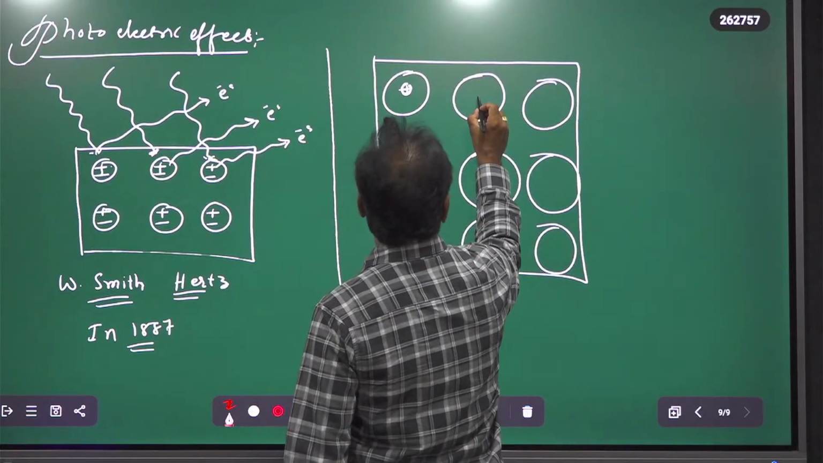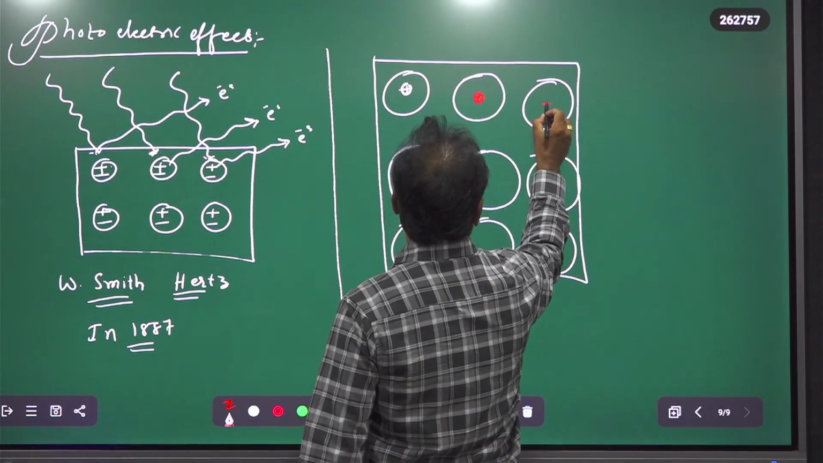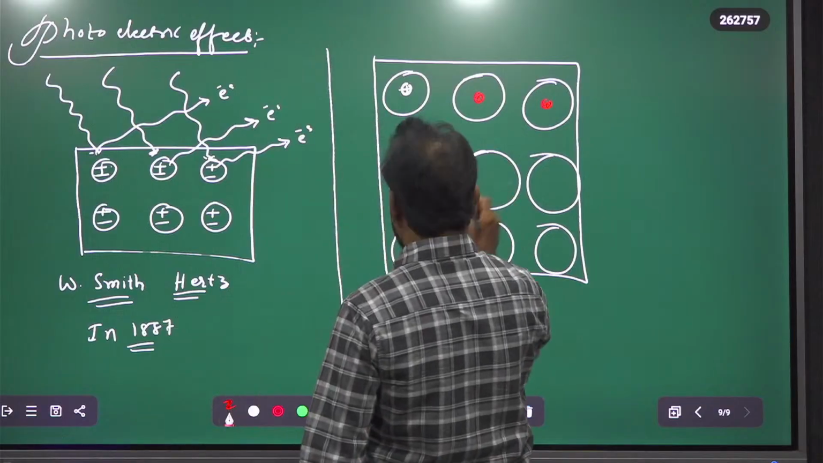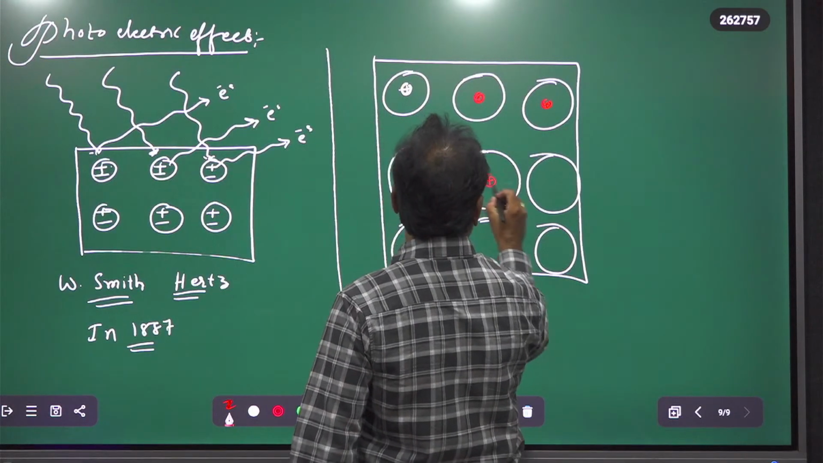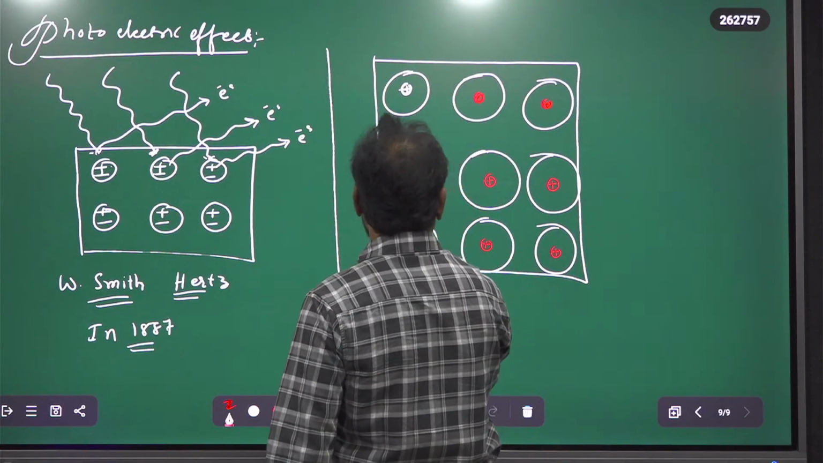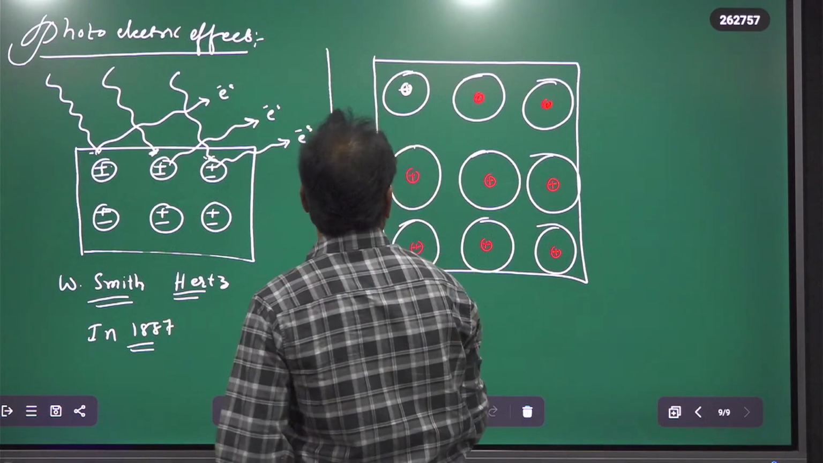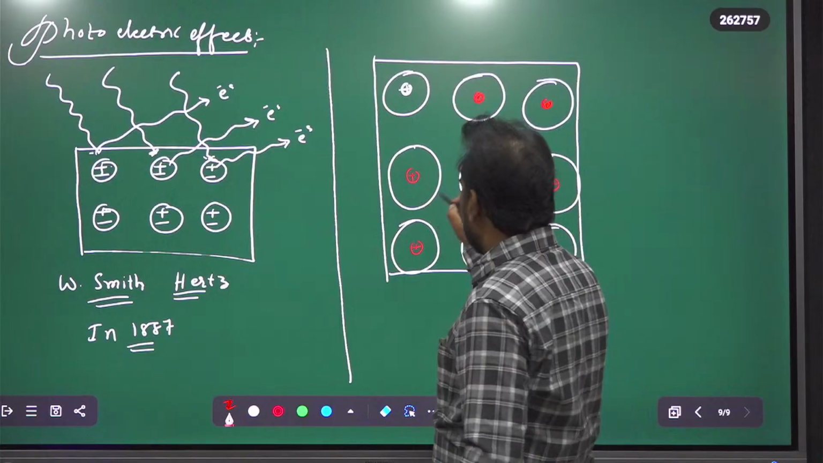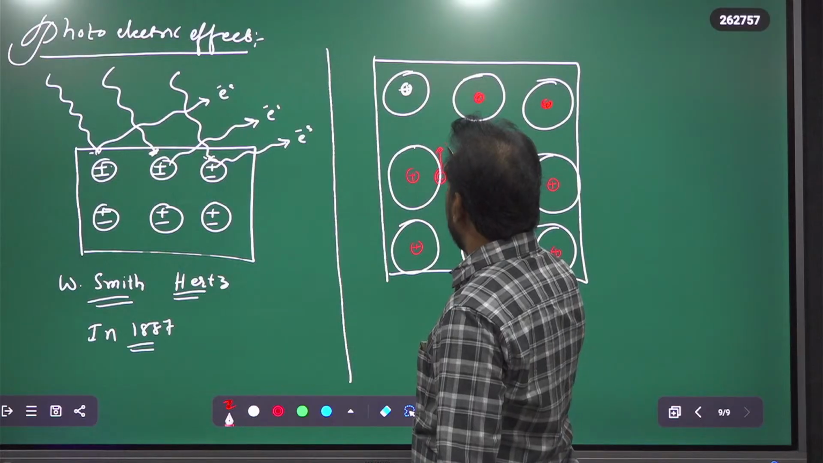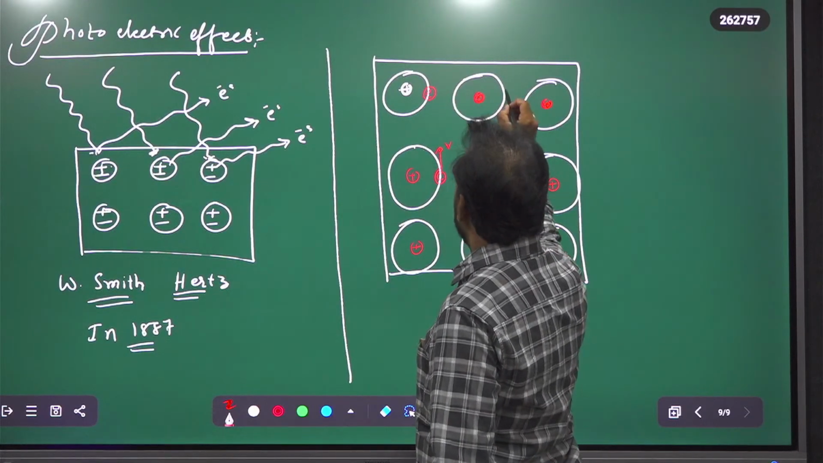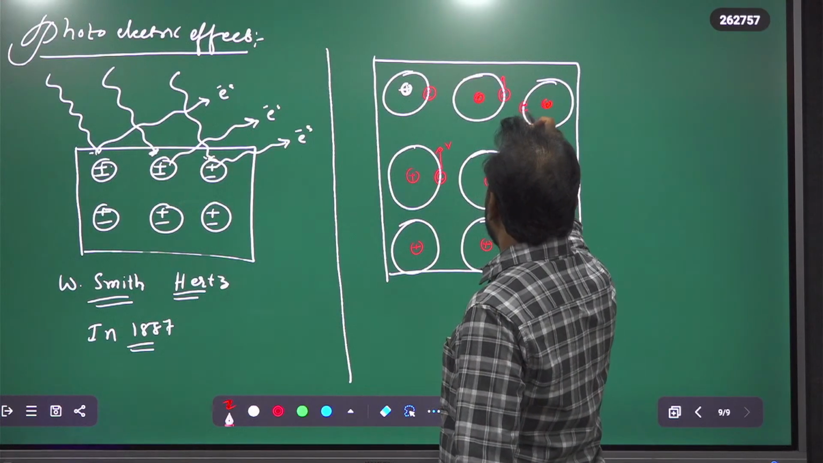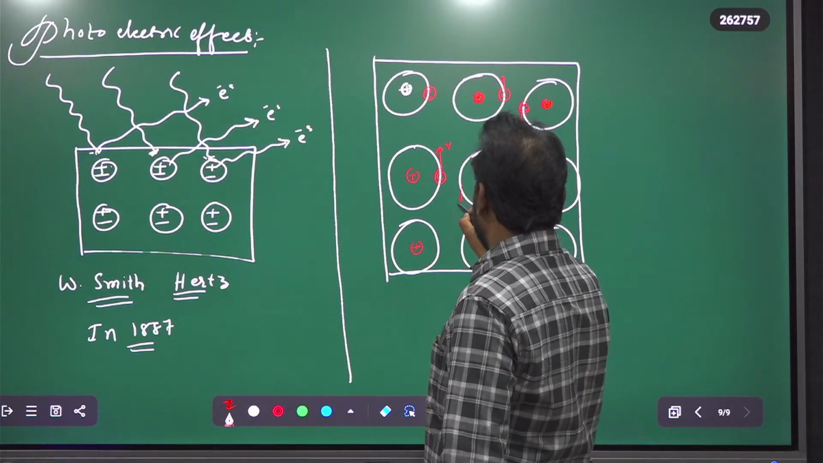At the central part, the positive charge has to be present. Positive charge is present at the center of the nucleus. Around the nucleus, the electrons are revolving with a certain velocity v.